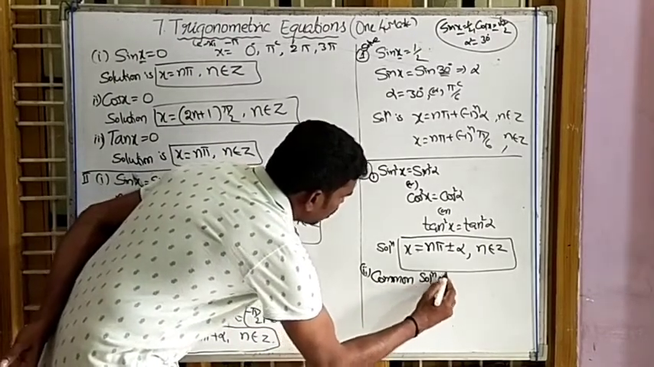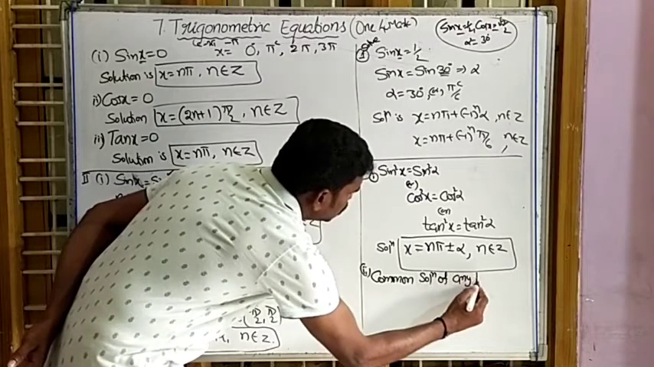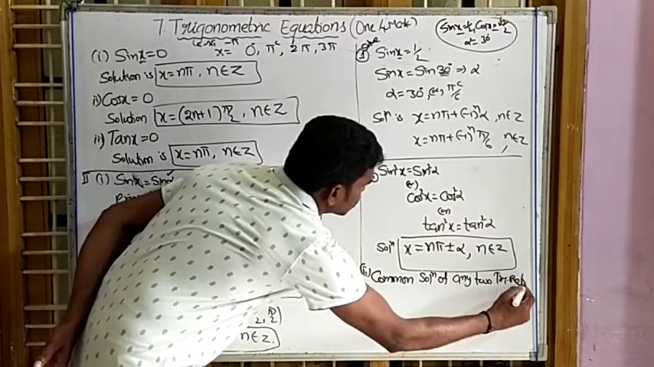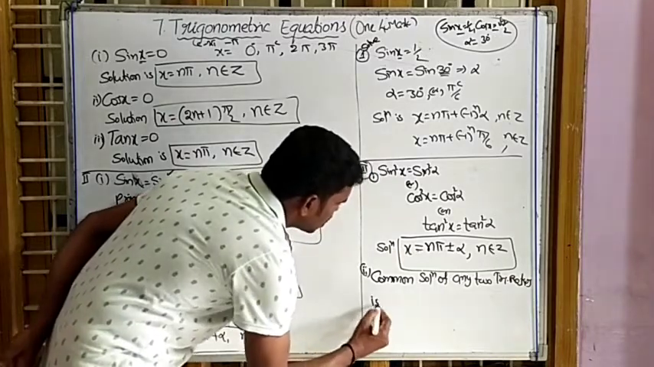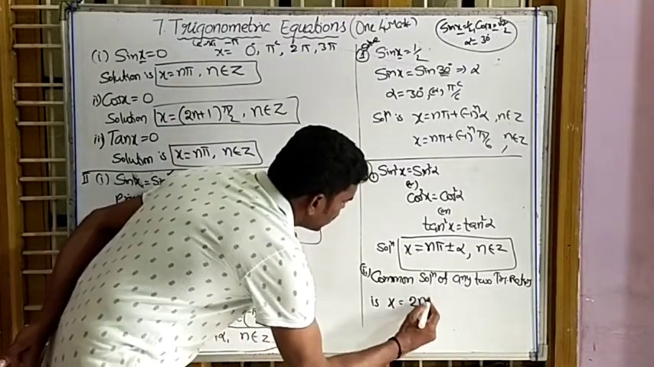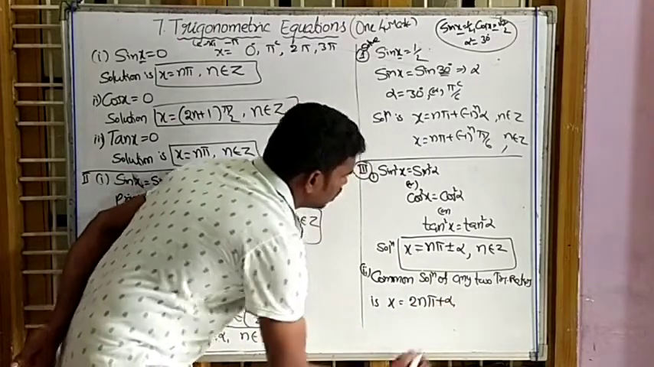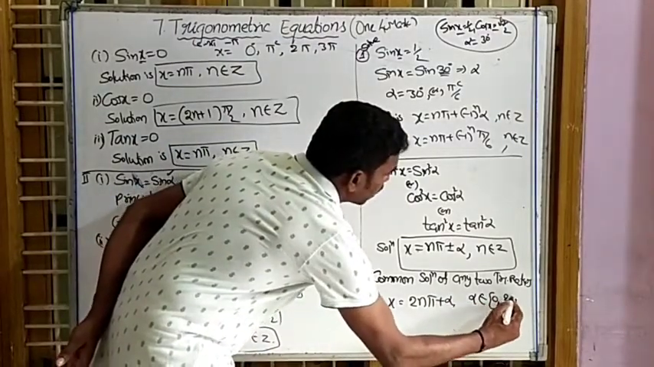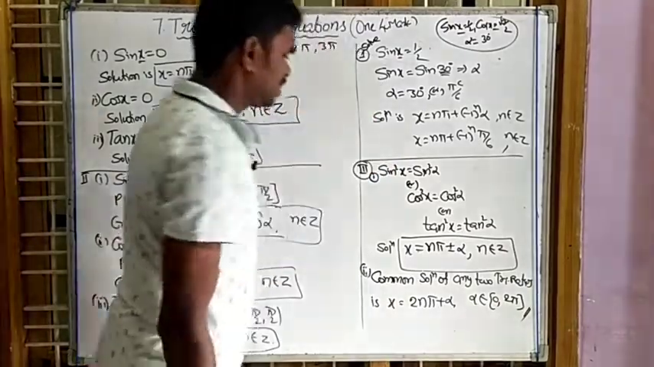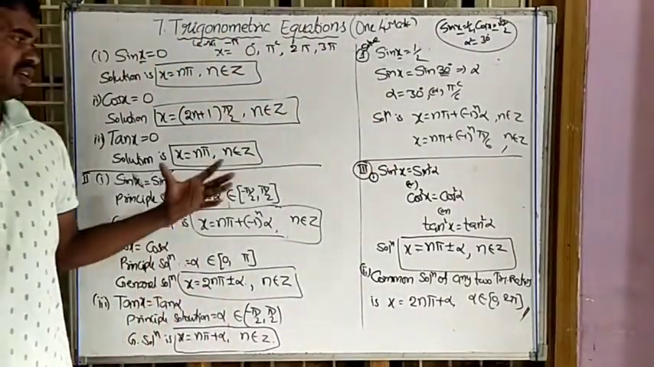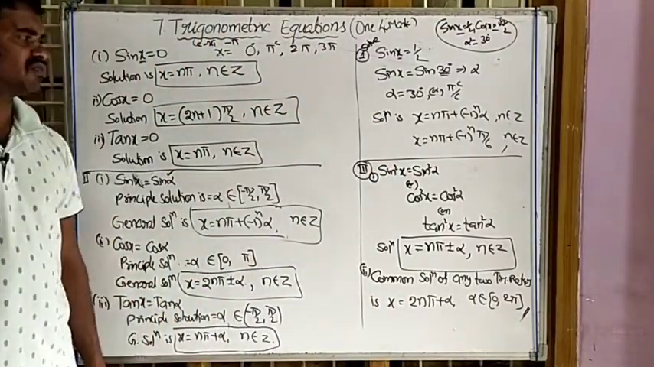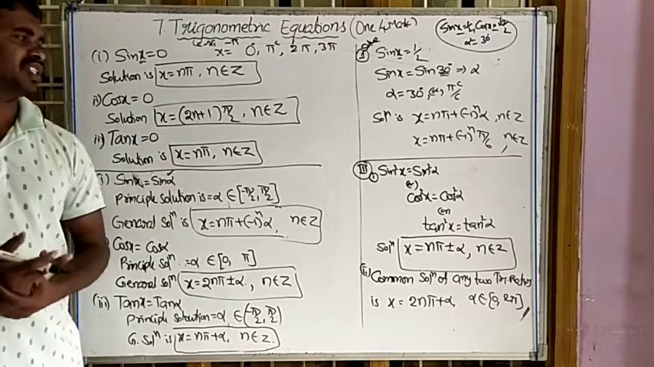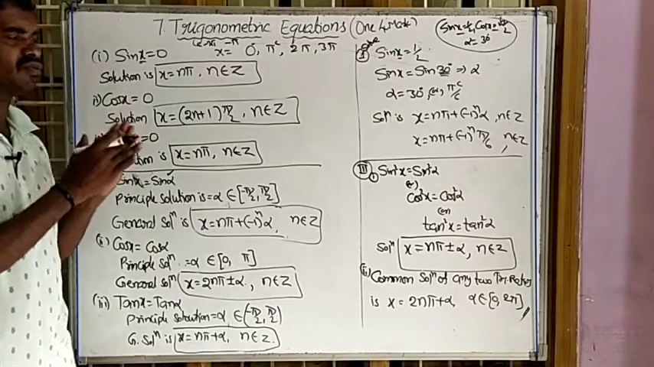solution of any two trigonometric ratios is x is equal to n pi plus alpha, where alpha belongs to 0, 2 pi. Okay, these are the formulas, friends. By using these formulas we can solve all trigonometric equations. Okay, next I am taking questions.